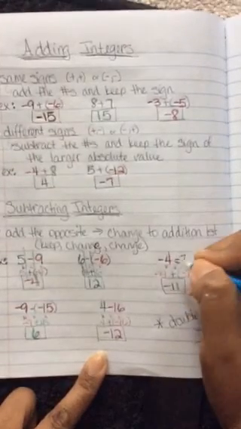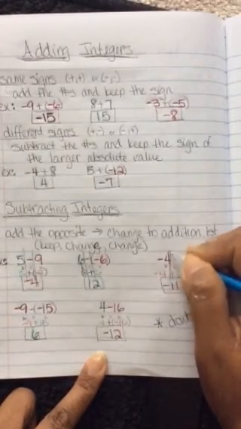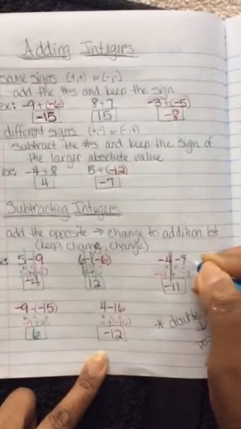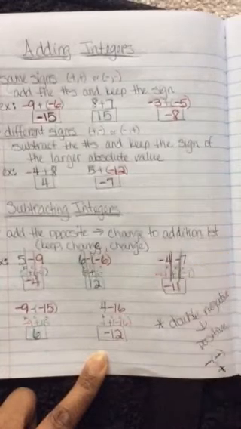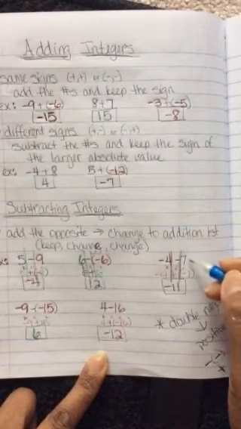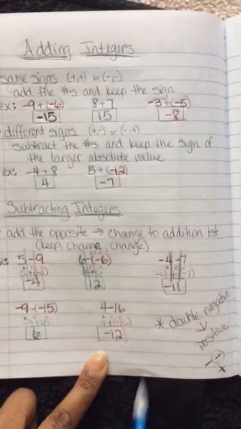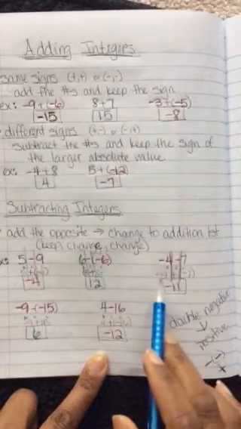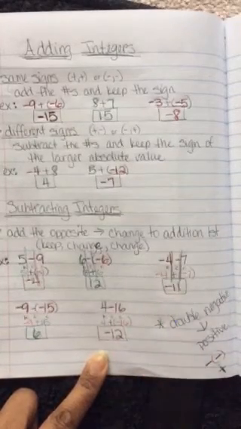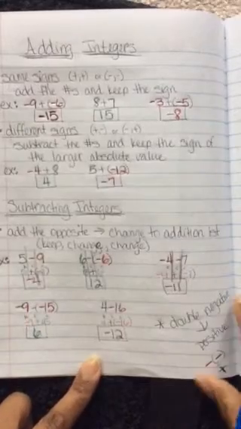In my next example, I have negative 4. The minus sign is going to change to plus. And the 7 back here is going to change to a minus 7 or a negative 7. So now these are the same signs. They're both negative, so I'm going to add them together to get negative 11.